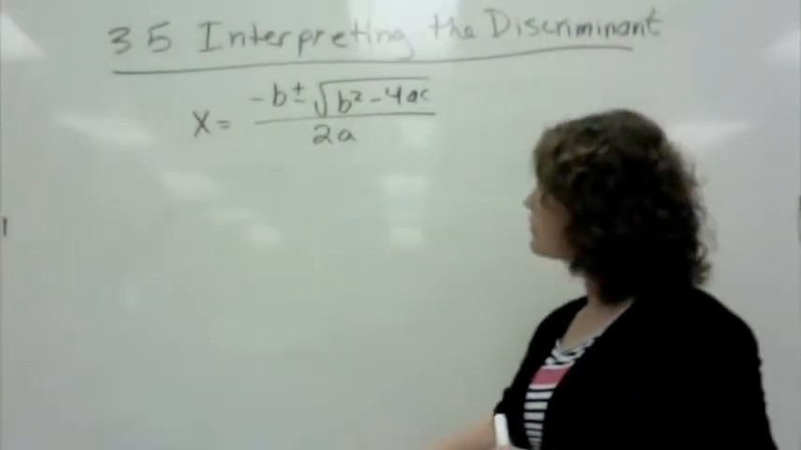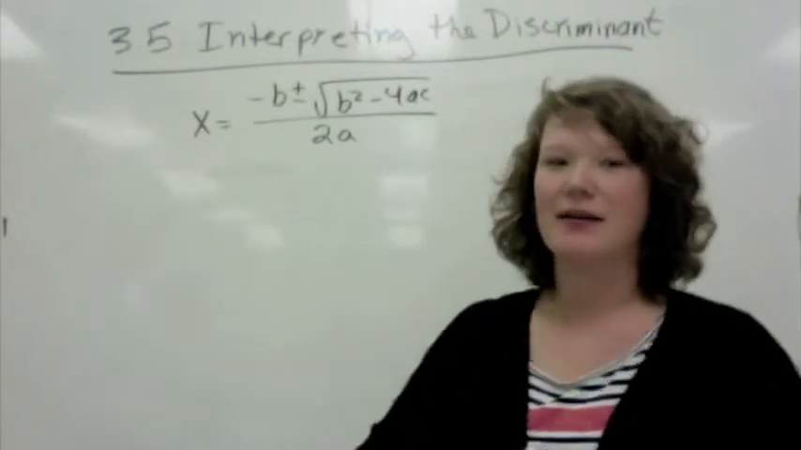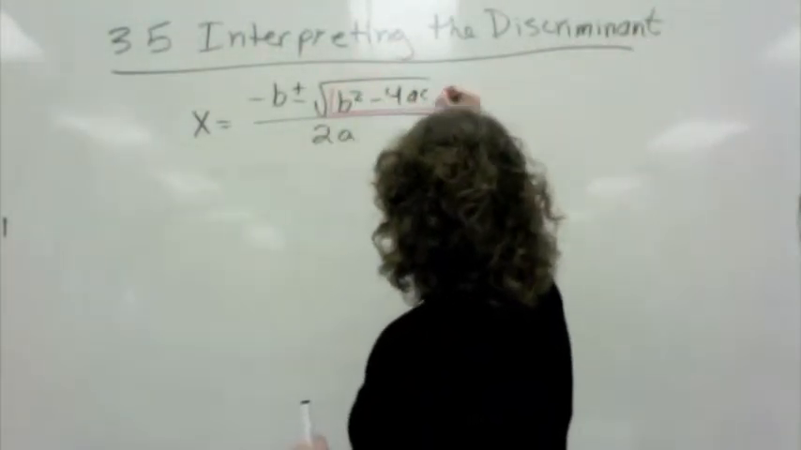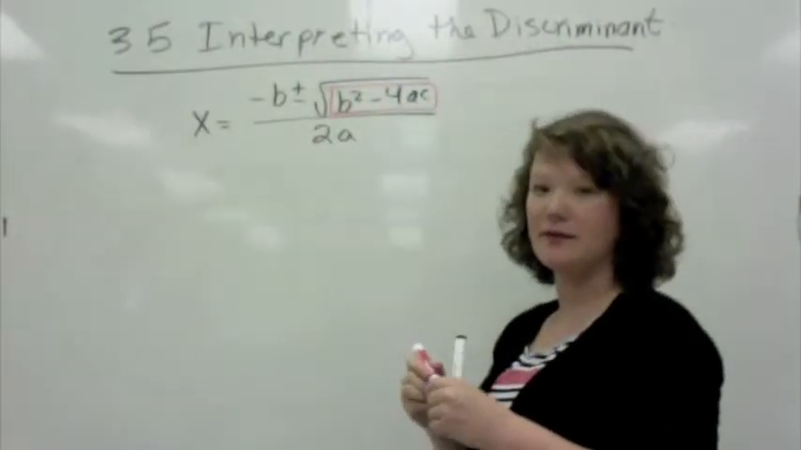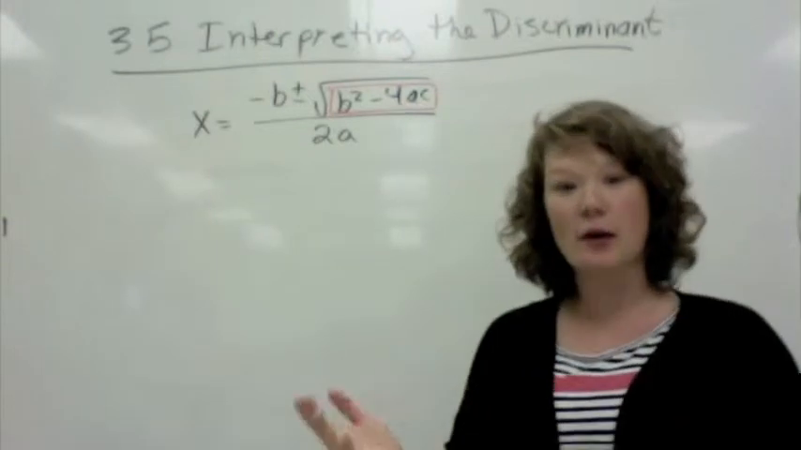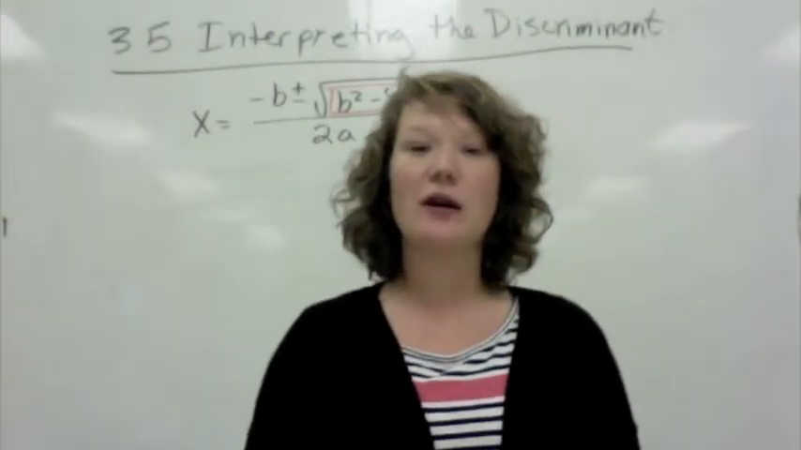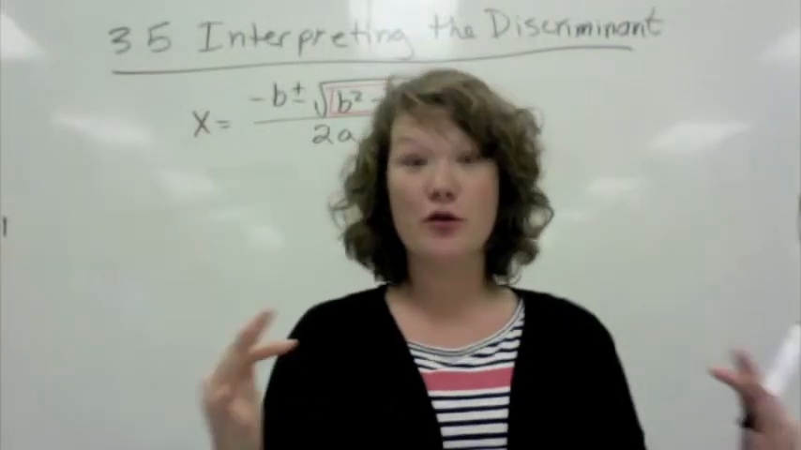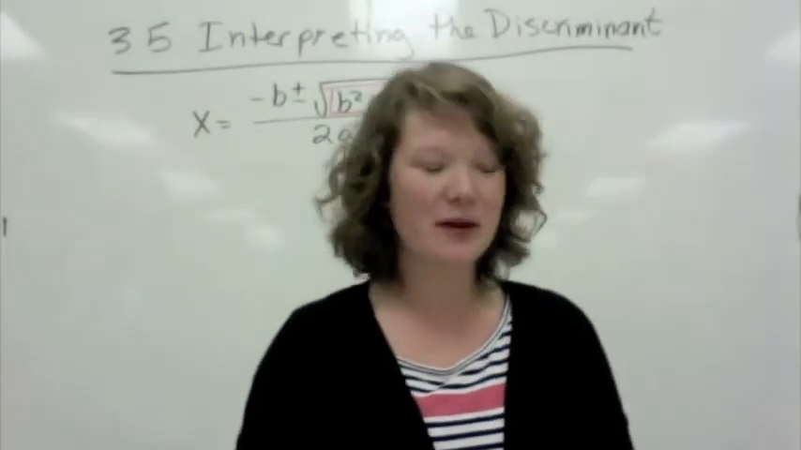Now, the discriminant is embedded in the quadratic formula. It's actually this little piece right here. This is what we call the discriminant. And depending on what its value is, it can let us know if a quadratic equation has one root, two roots, or no real roots. So what do I mean by real roots?